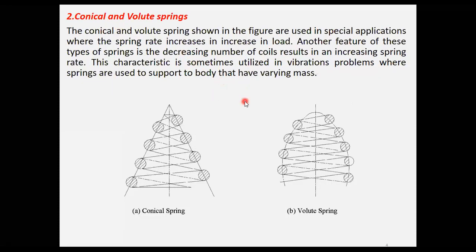The second one is the conical and volute spring. You can see the shape of this. Whatever spring is there, it is in a conical shape. That's why it is called a conical spring, and this is a volute spring. This is another type of spring, and where are you going to use this type of spring?